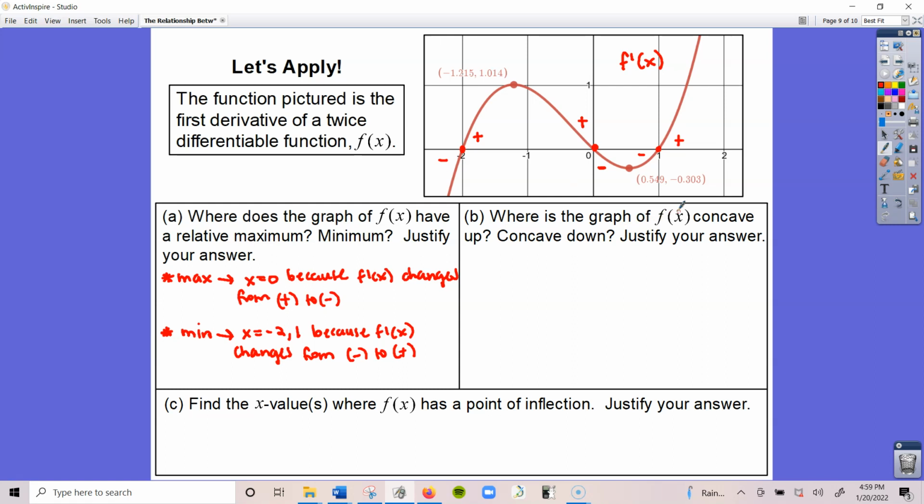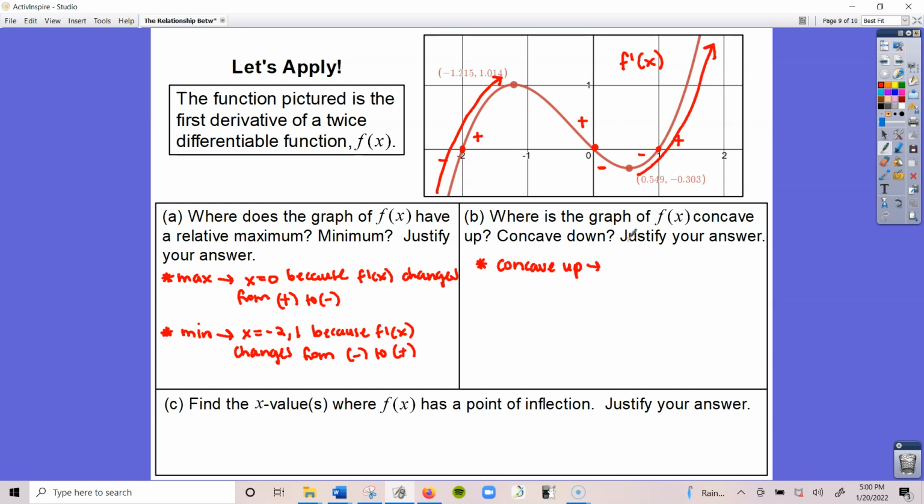Where is the graph of f of x concave up, concave down, and justify your answers. So let's look for concave up. So let's talk ourselves through this. We know that our function is concave up if the second derivative is greater than 0. And if the second derivative is greater than 0, that means that the first derivative is increasing. So this means that it's increasing here, and then here it's increasing again.